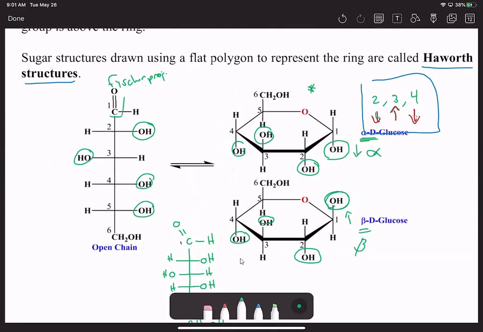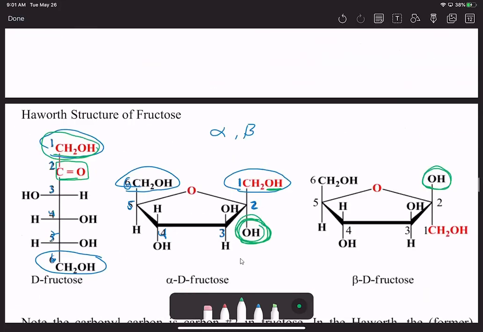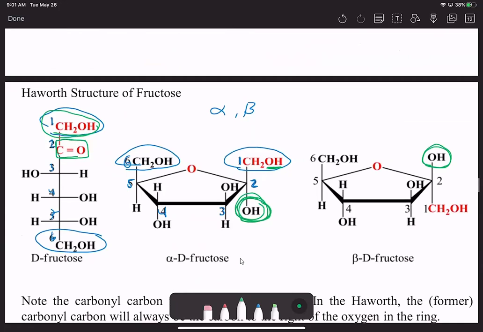Carbon number 1, this is where our carbonyl was at. Our carbonyl was located here on carbon number 1. And we look at that hydroxy group. Our carbonyl is on carbon number 2, and we look at that hydroxy group. And this is how we can determine between alpha and beta, by still looking at that hydroxy group.